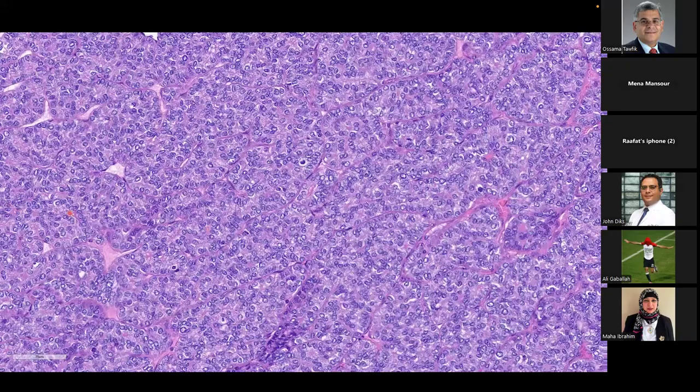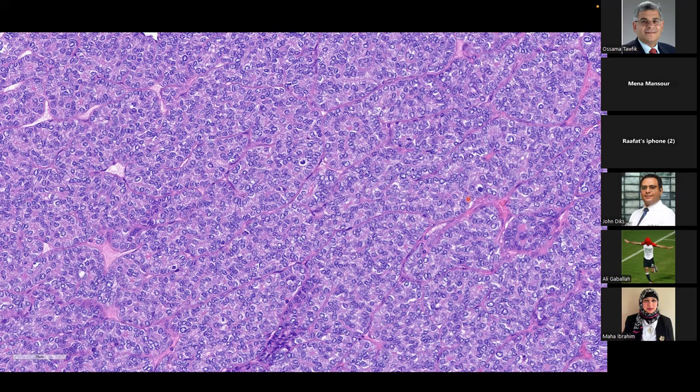And this is a nice example. You can see here the islands, or the insular growth pattern of this lesion, and you can see here a lot of mitoses. So one here, one there, one over there, I think. So you have three in this field. Once you see that, it's a poorly differentiated thyroid carcinoma.